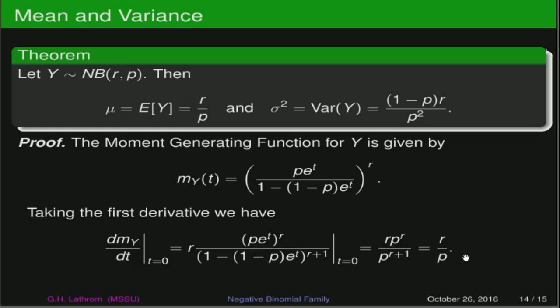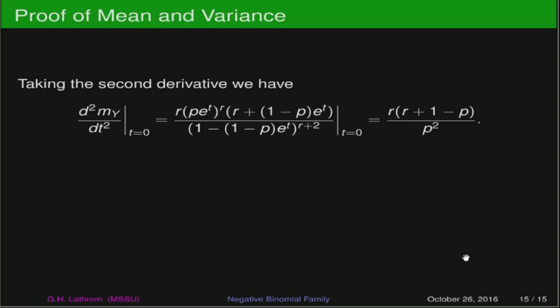And of course, for the variance, we look at the second moment by taking the second derivative. So once again, this is a simplified expression. I'll leave it to you to successfully navigate the differential calculus to get that expression. We take that expression, plug in t equal to 0, and we end up with r times (r+1-p) over p squared.